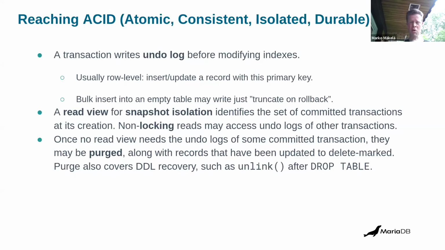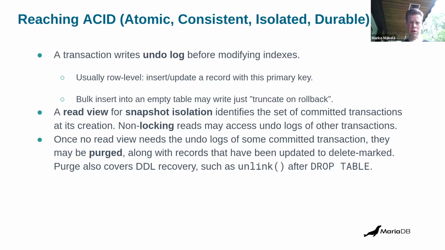So before modifying any indexes, the transaction must write an undo log record saying that I'm going to insert this primary key, or I'm going to update a record that contains this primary key, and the update will affect these columns or these secondary index keys. Same for delete.